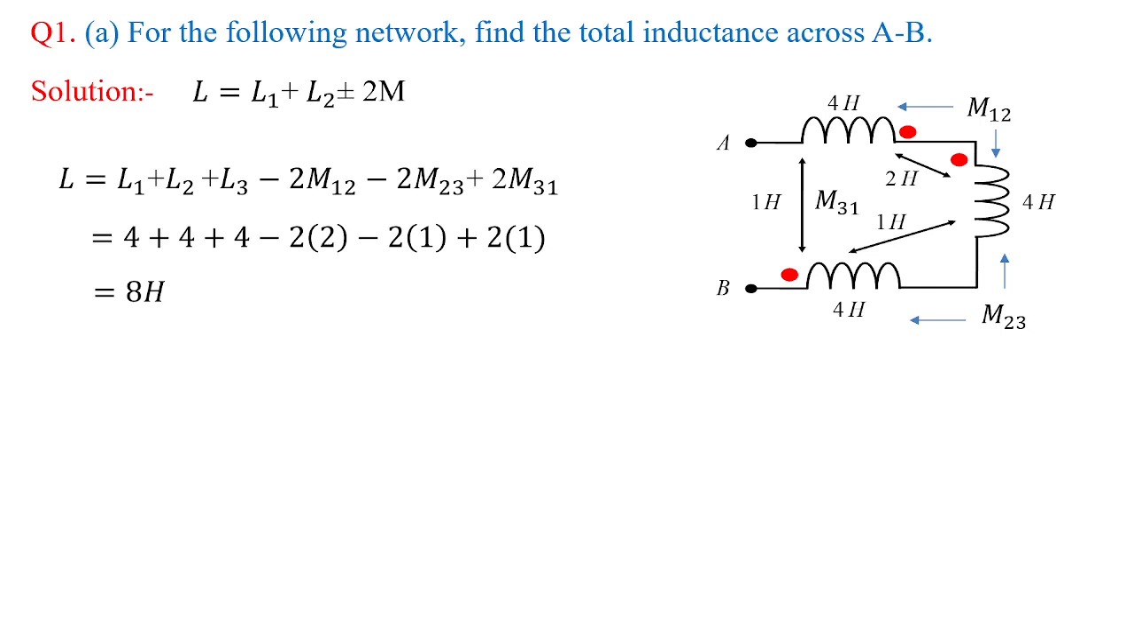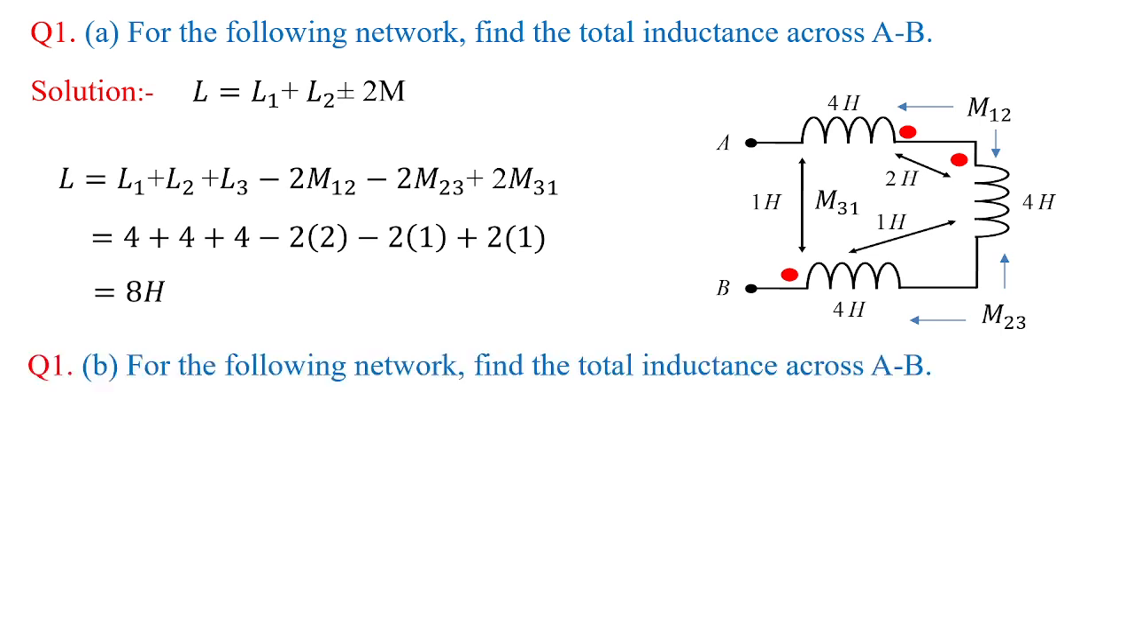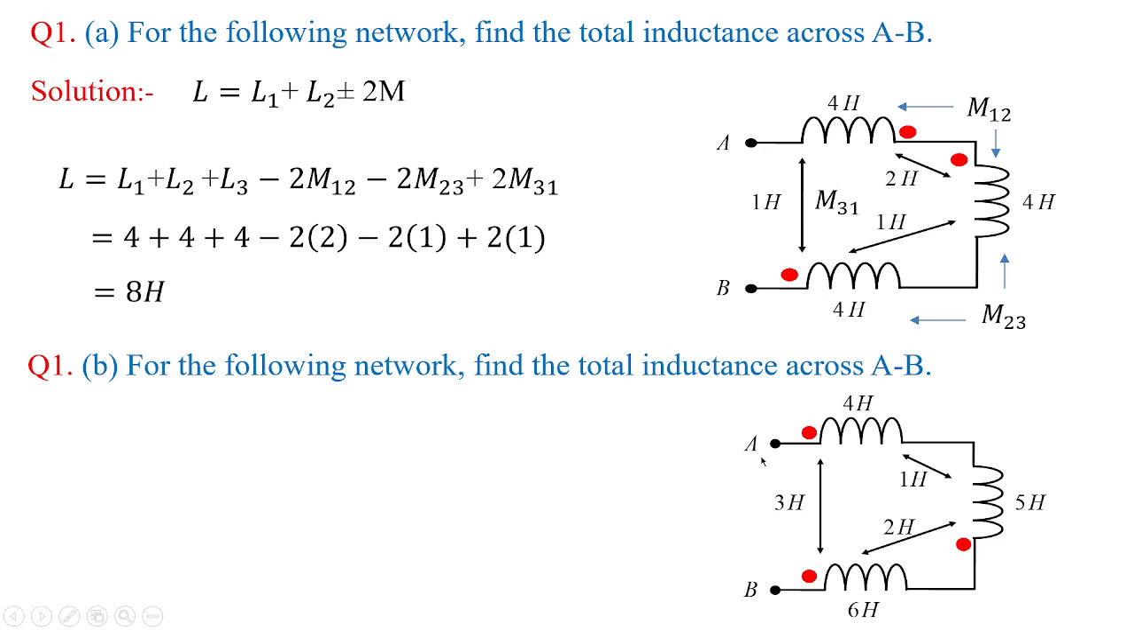What if the direction of the dots are changed? So here you see the current is assumed to flow from A to B, and the values of self-inductances are changed, mutual inductances are also changed, and dot conventions are also changed. The current is assumed to flow from A to B, and dot is placed before the coil 1. Here the dot is placed after the coil 2, and here also the dot is placed after the coil 3. By assuming current to flow from A to B, this is the dot conventions they have given.